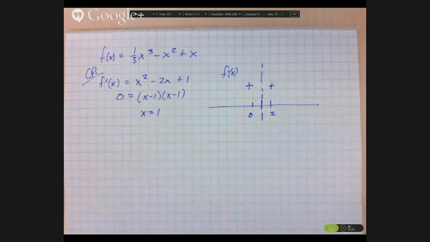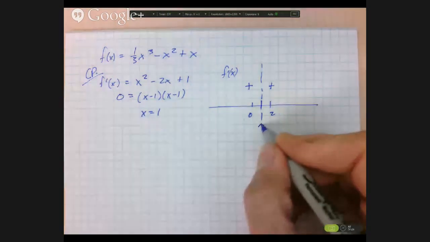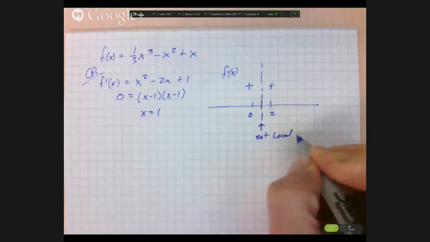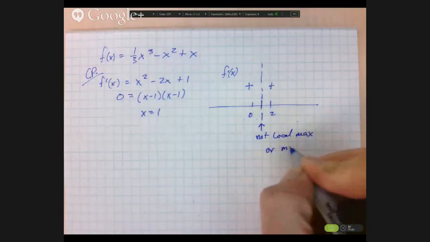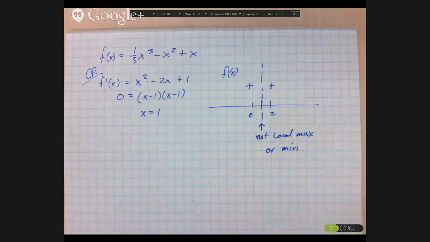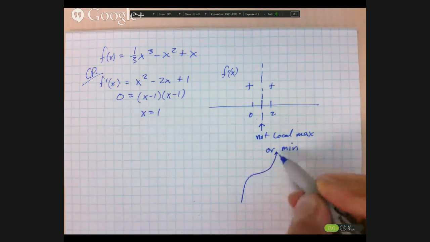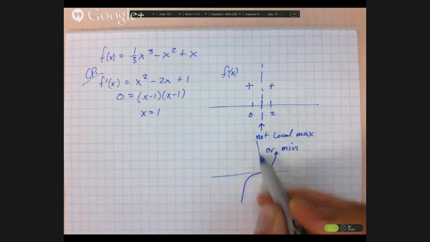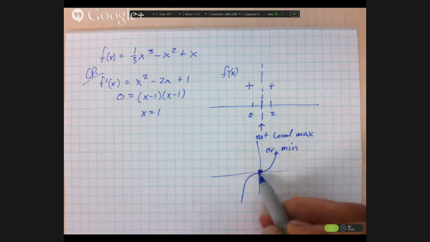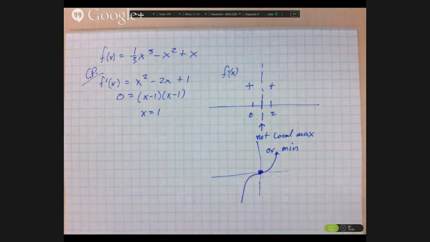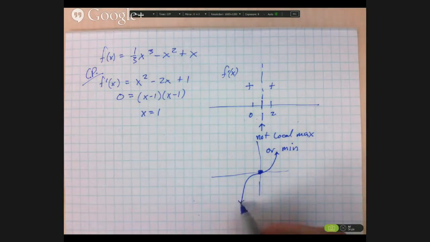Can I say anything? Yeah. It is a critical point, but it's not a local max or min. Okay, it looks like this. So the slope of the tangent line hits 0 there, but it doesn't produce a local max or min. Okay, so be careful on some of those.